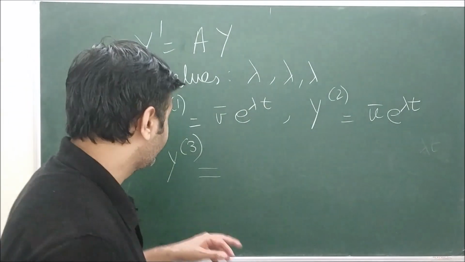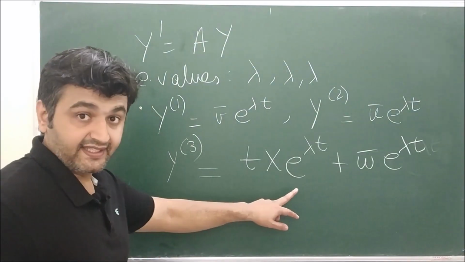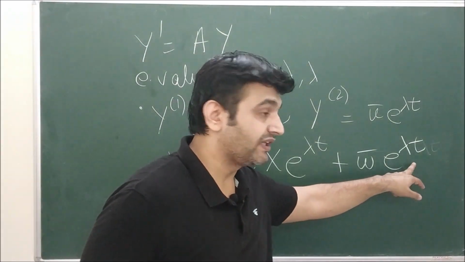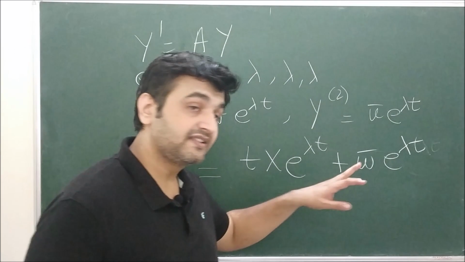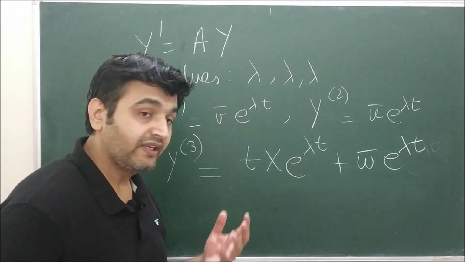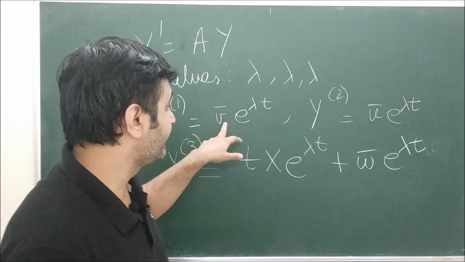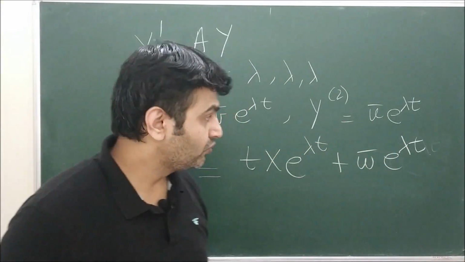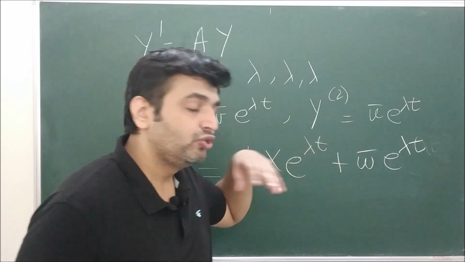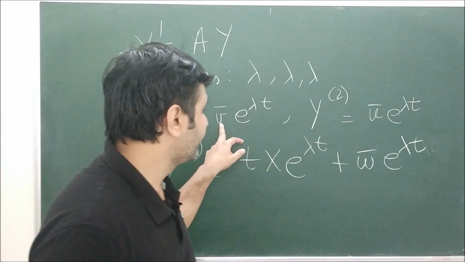So what we do is, we take y3 as t x e raised to lambda t plus w bar e raised to lambda t. Now what is w bar? It is the generalized eigenvector. So you solve a minus lambda I into w bar equal to, what you will take, whether you will take v bar or u bar. Okay, it's not sure which one to take. Usually you take linear combination of v bar and u bar.